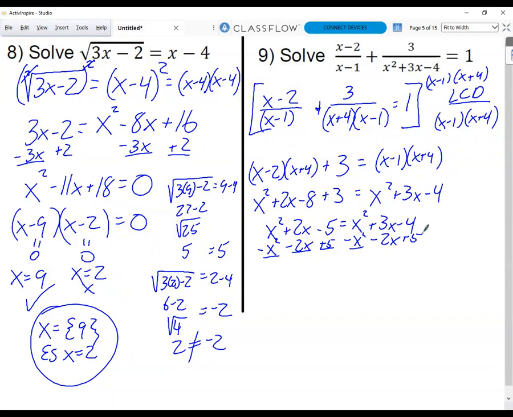So what we get there is 0 equals, the x squareds are going to cancel out, 3x minus 2x is just going to be x, negative 4 plus 5 is going to be positive 1. Well, there's nothing left, so we just now have to subtract 1. So we get negative 1 equals x.